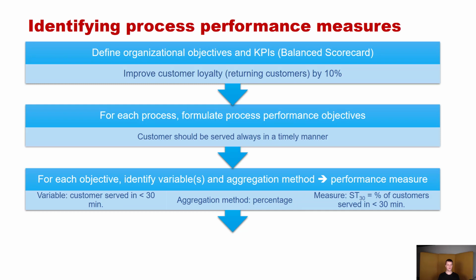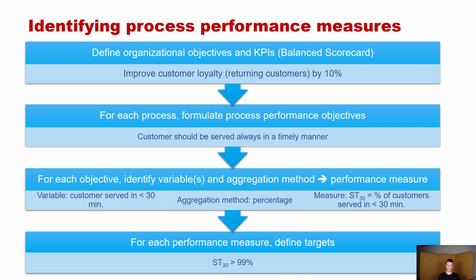In this case, our variable would be the number of customers served in 30 minutes or under 30 minutes. We would use the aggregation method percentage, and this gives us the performance measure: percentage of customers served under 30 minutes. And finally, we will define a target to meet, and for this performance measure, we could say that 99% of customers should be served under 30 minutes.